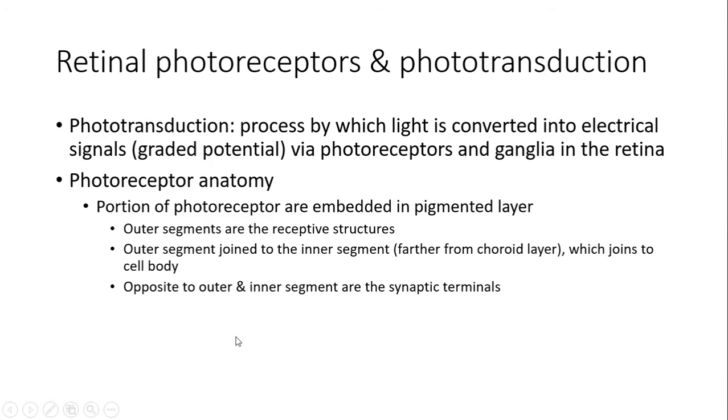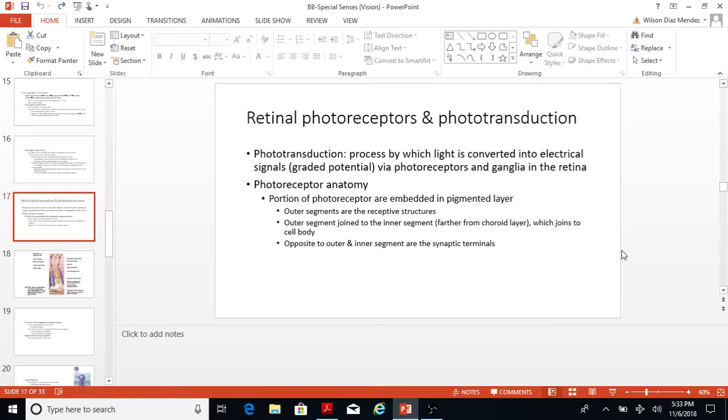Alright, so the first thing is phototransduction, the process by which light is converted into electrical signals. These will be graded potentials via the photoreceptors and the ganglia in the retina. So if you recall, ganglia is just a cluster or a large group of cell bodies within the peripheral nervous system.